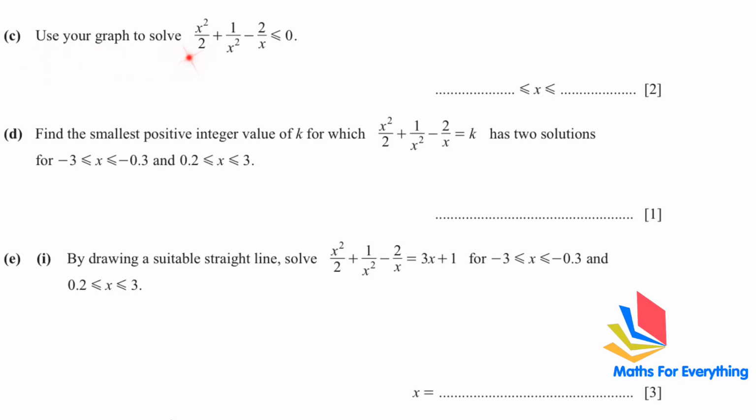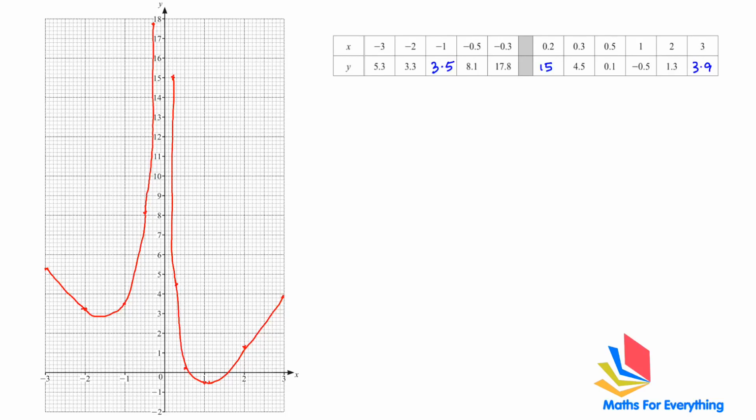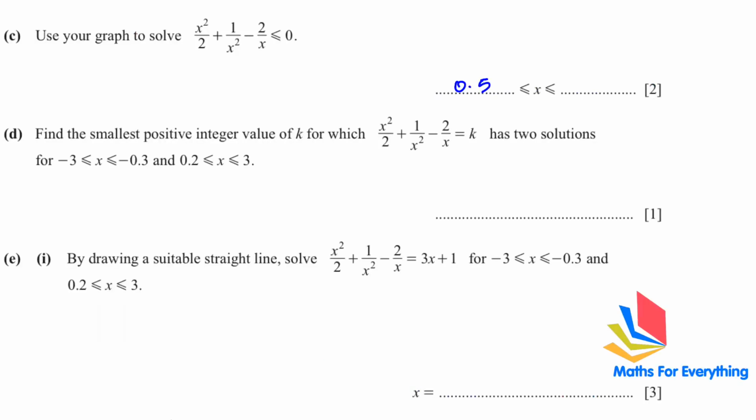Part C, use your graph to solve x square over 2 plus 1 over x square minus 2 over x, which is our equation, is less than or equal to 0. You can see these points here where it touches the x-axis. On the x-axis, y is equal to 0, so that's our answer: 0.5 and 1.6. If you had the answer between 0.5 to 0.6, and for the other point between 1.3 to 1.6, you will be marked right.